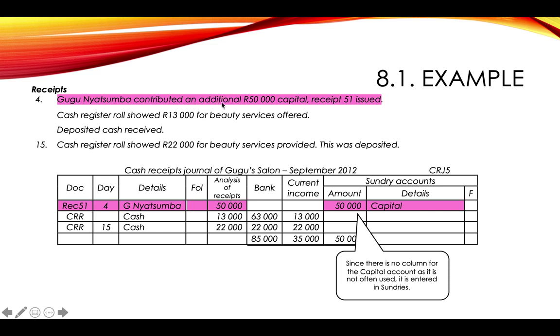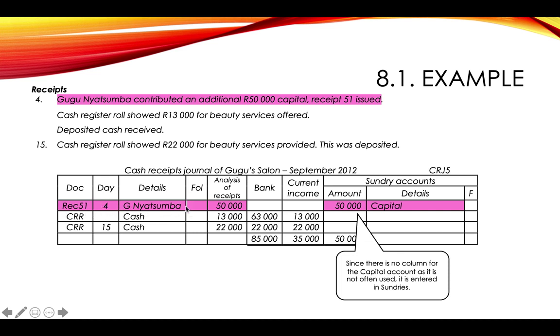In this case, Gugu Nyatsumba contributed an additional 50,000 Rand capital, receipt 51 issued. So she handed in either hard cash or a check to the business directly, or maybe used her credit card if the business has got a credit card machine. Gugu might have used her personal credit card. But in any case, the business has actually received the cash. And so therefore, that 50,000 is being shown in the analysis of receipts or cash column because the business is holding it.